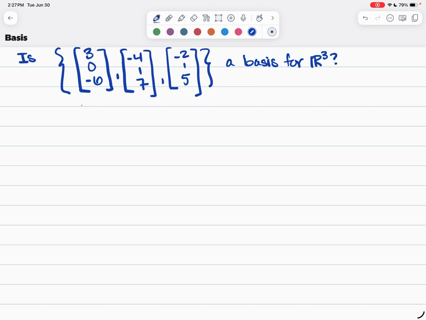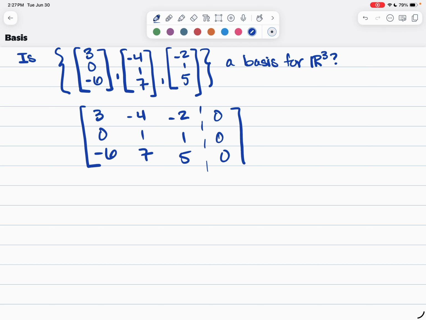So to check if these are linearly independent, we put the vectors into an augmented matrix with the zero vector. We want to know if the trivial solution is the only solution of this system. If it is, then these three vectors are linearly independent. We do the Gaussian elimination. We get 1, 0, 0, 0, 1, 0, 0, 0, 1.